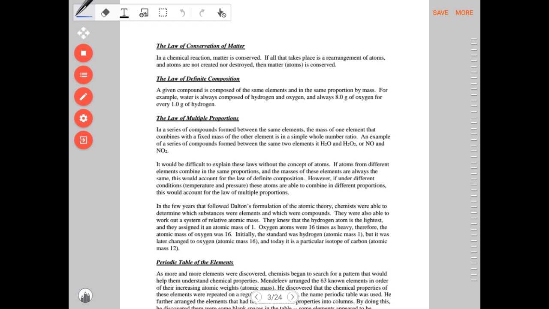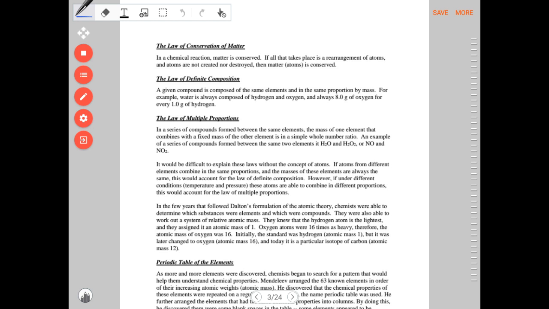Okay, so the law of definite composition. A given compound is composed of the same elements in the same proportion by mass. For example, water is always composed of hydrogen and oxygen, and there's always 8 grams of oxygen for every 1 gram of hydrogen. Okay, fair enough. Okay, so definite composition. And then the law of multiple proportions.